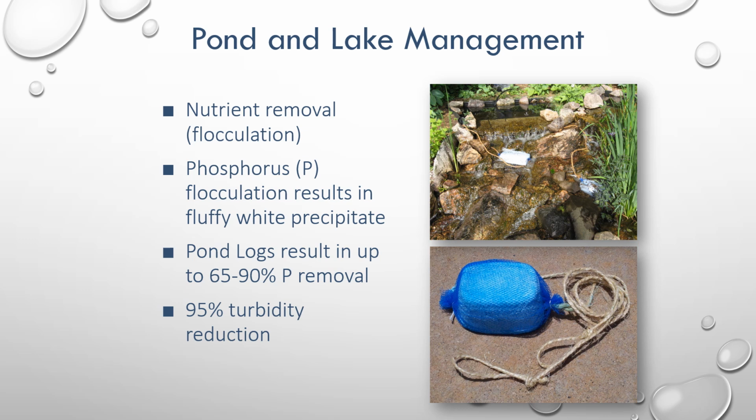So the nutrient removal with the flocculation typically depends on what type of phosphorus we are working with. Again, we can typically target around 95% turbidity reduction, but for phosphorus, we would normally see total phosphorus removal rates on average somewhere around 70%.